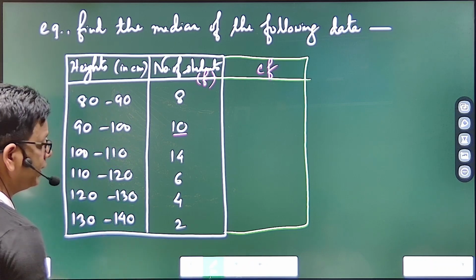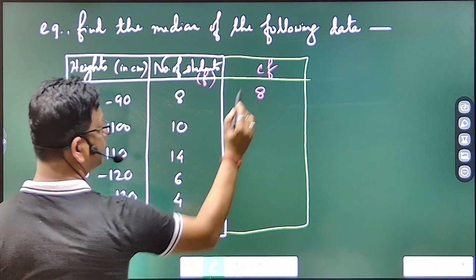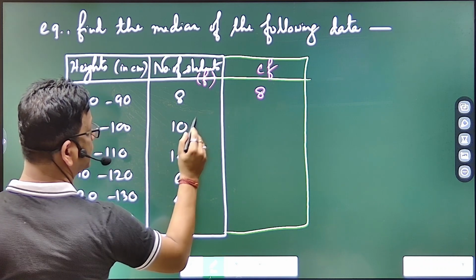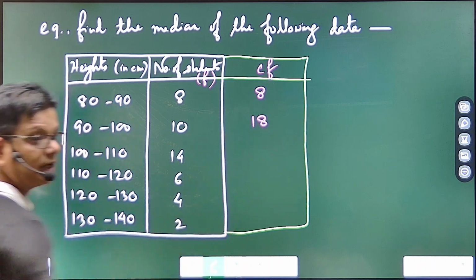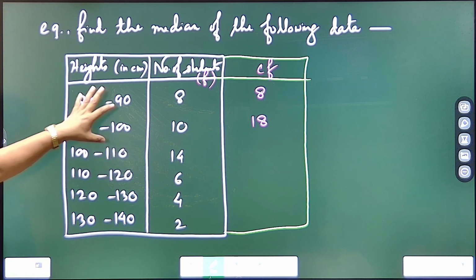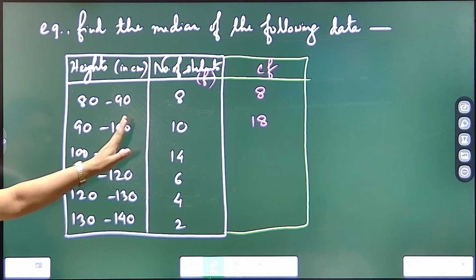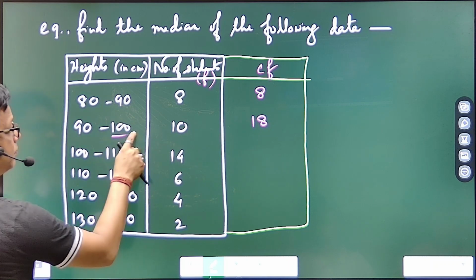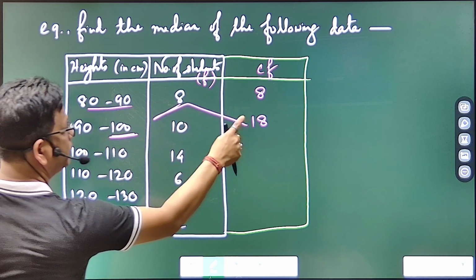Now, to get the cumulative frequency, this 8 we write as it is. Now we add this 10 and 8, and we get 18. What does it mean practically? It means up to 100 centimeter height, how many students have that height? From 80 to 100, 18 students have the height up to 100. So this previous 8 is also included in it.